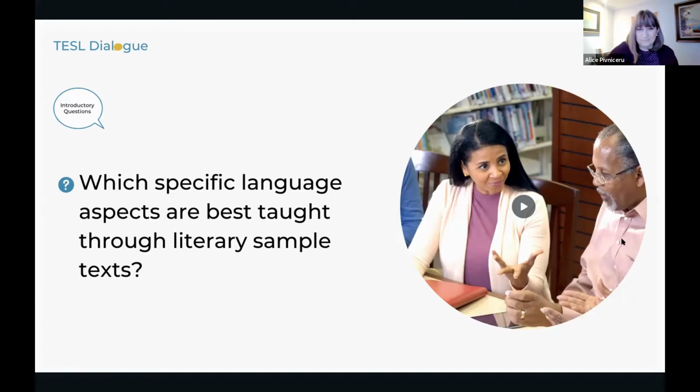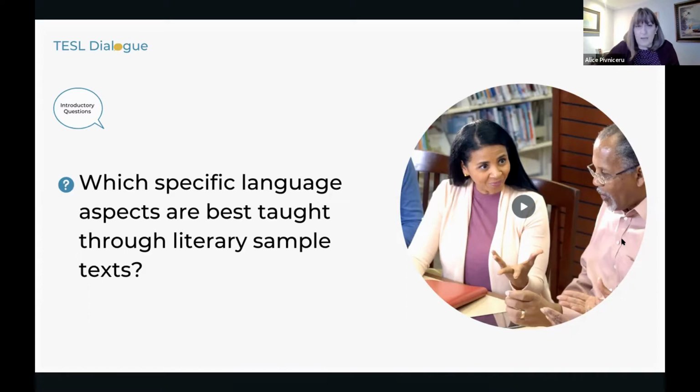We have a question in the chat. It says, what kind of exercises would you recommend in the practice stage of teaching if you want to teach sentence structures from a literary text? It's kind of a mouthful, but it's a great question.